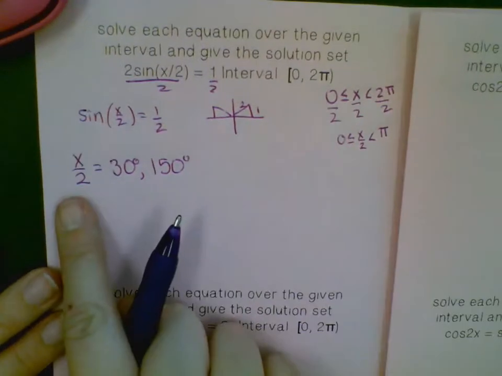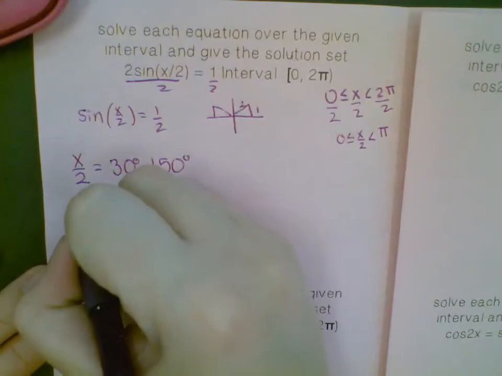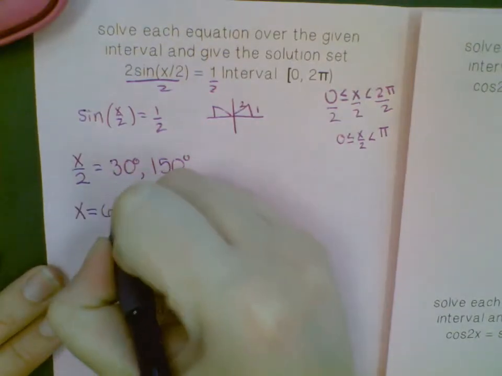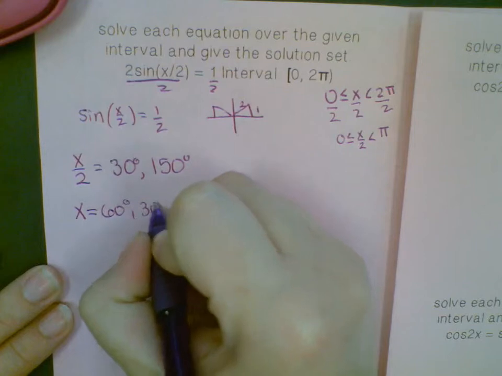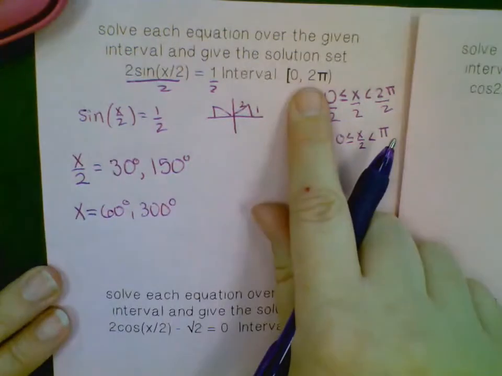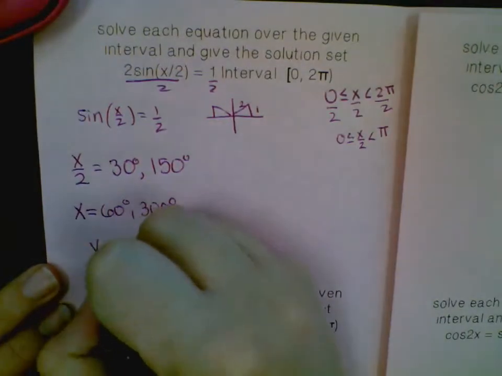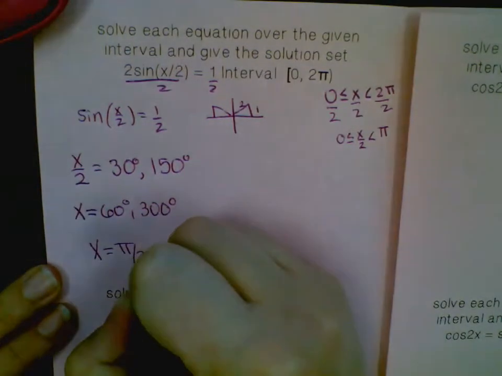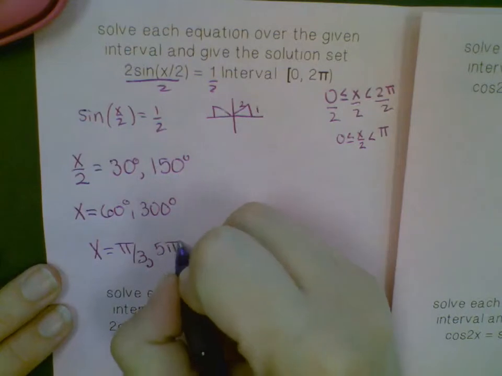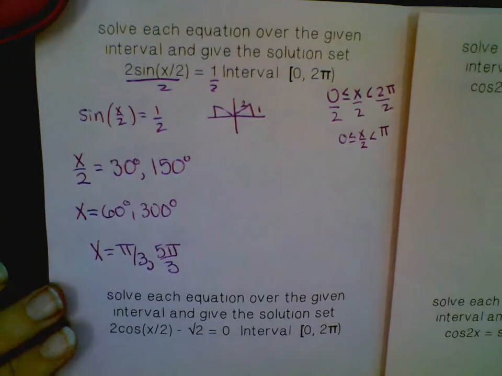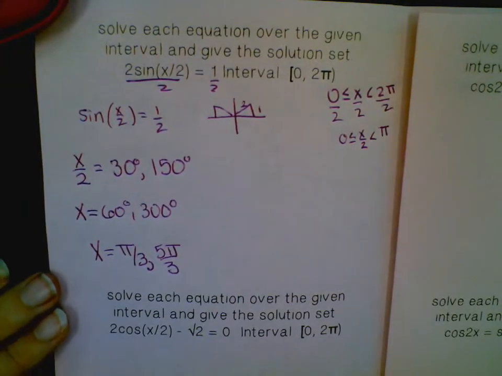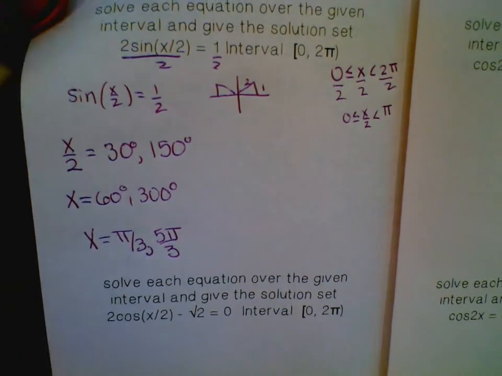Okay, so to solve for x, we multiply by 2. If we do that, we get that x is equal to 60 and 300. Our interval was set in radians, so we need to change these to radians. So 60 is pi over 3, and 300 is 5 pi over 3. Those would be our two solutions for that. Okay, so why don't you try the one at the bottom?